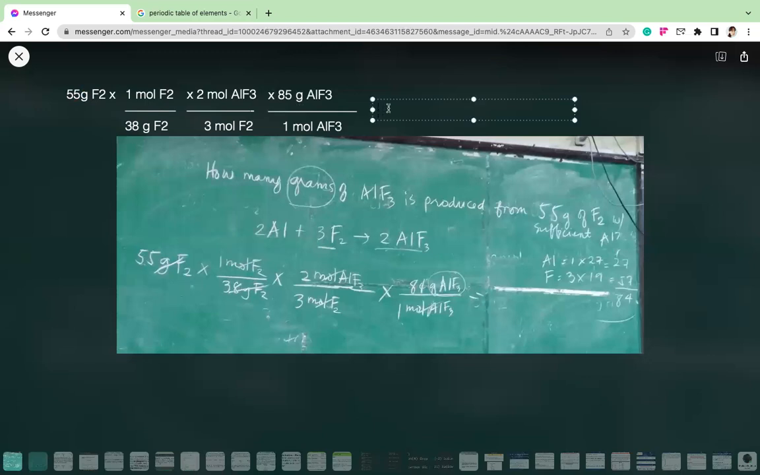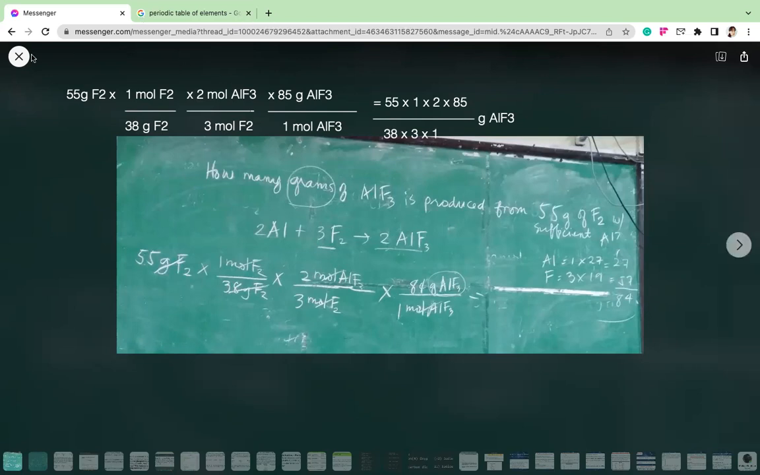Dapat equal 55 times 1 times 2 times 84 all over 38 times 3 times 1. Okay? Yes. Ang magiging sagot, anong unit ng sagot mo? Grams. Grams ng AlF3. Okay? Clear? Yes.